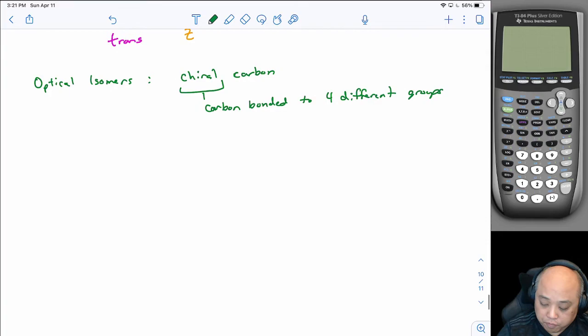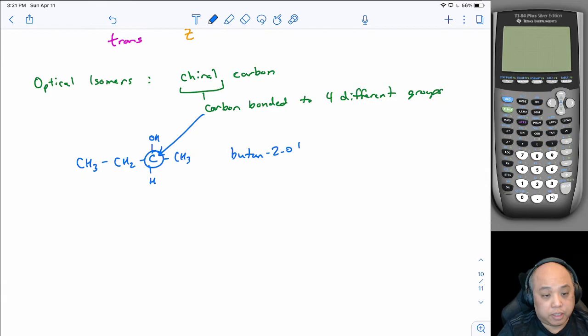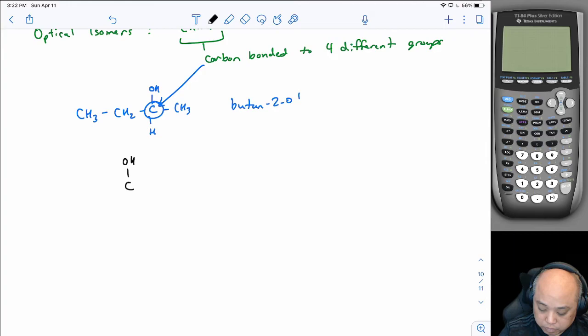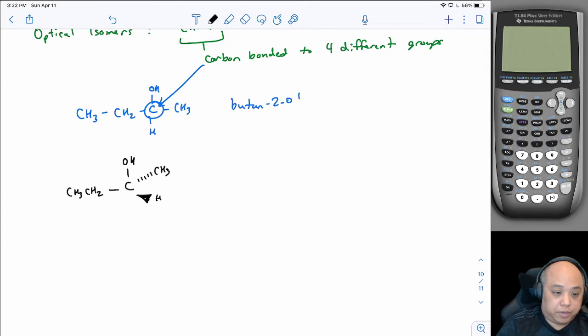So, for example, if we look at something like butan-2-ol, this carbon is a chiral carbon, because it has four groups on it. It has an H group, an OH group, a CH3 group, and then a CH3CH2 group. You treat the whole thing as one chain. And so you can write this in this manner, which is known as the wedge dash notation. The wedge dash notation helps you show three-dimensional orientation on paper.